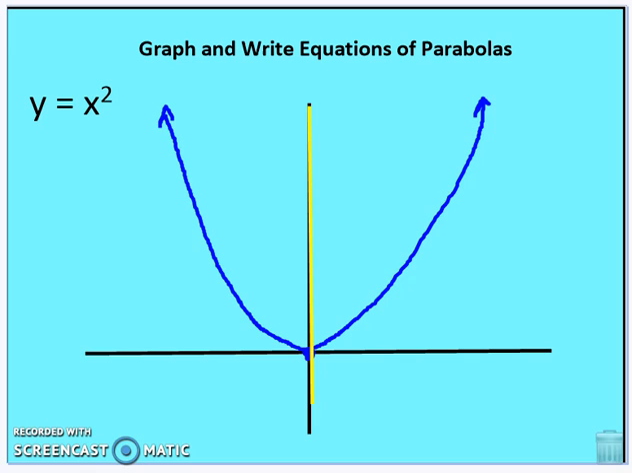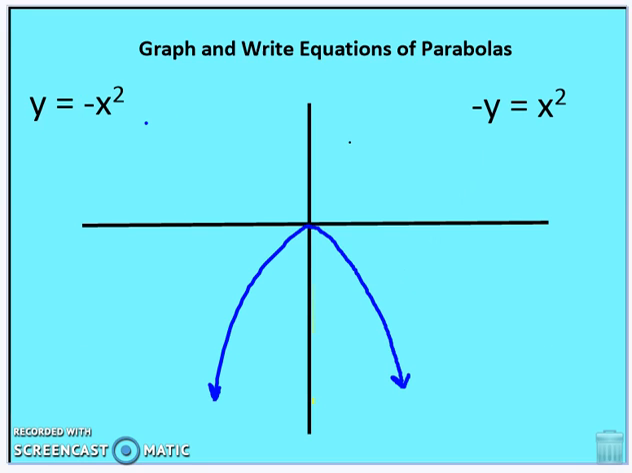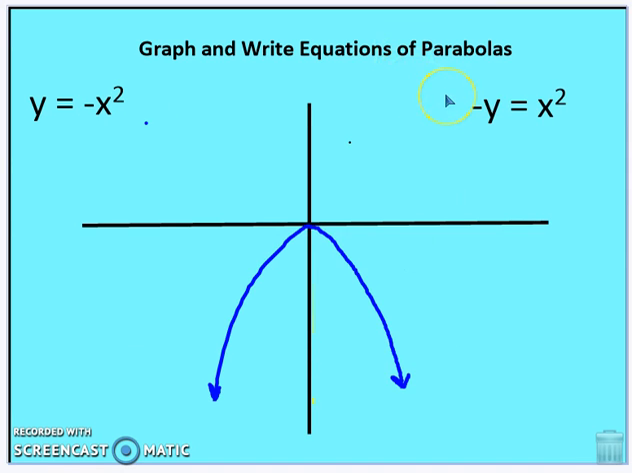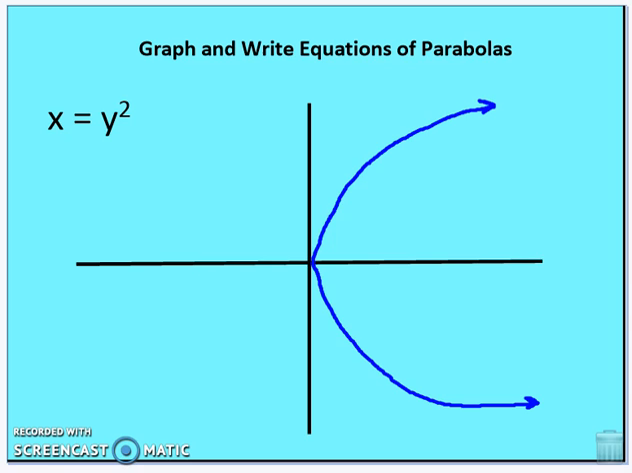All right, so the basic parent function of a parabola that faces up is y is equal to x squared, where the vertex is at the origin. You notice the two terms here are positive and positive. We're going to have negative and negative, but the two term signs are the same. When the parabola faces down, it's y is equal to negative x squared, or negative y is equal to x squared. When it faces right, it's going to be now x is equal to y squared.